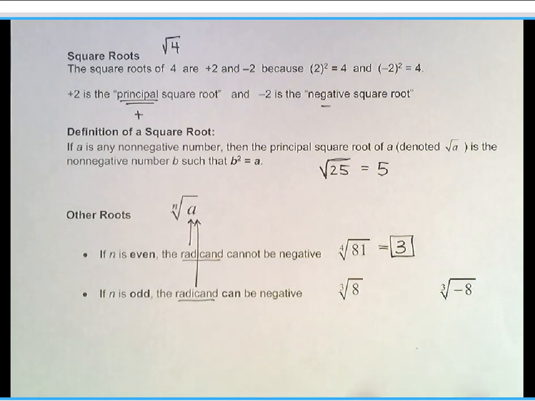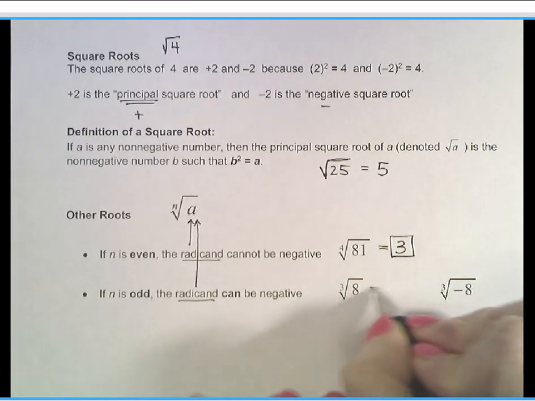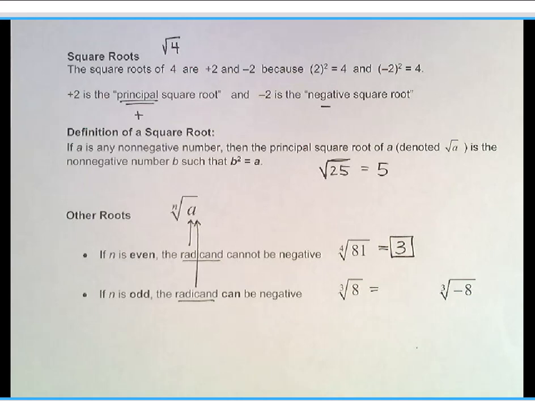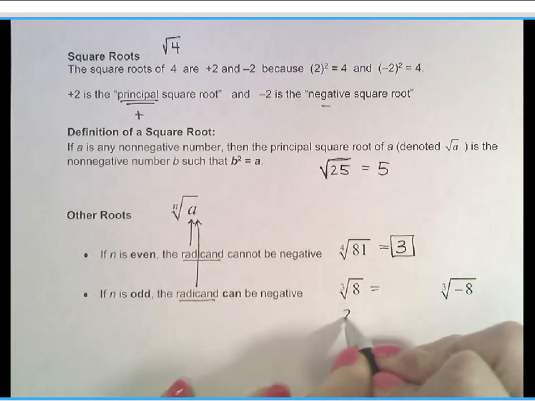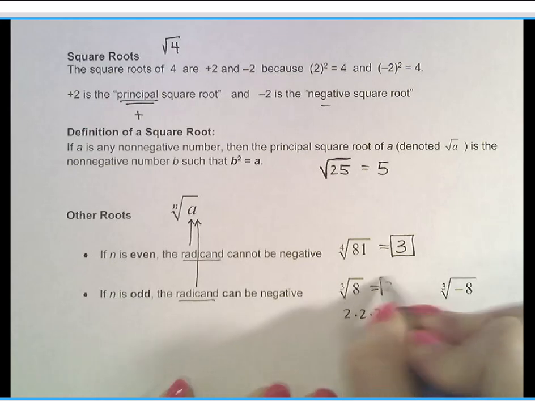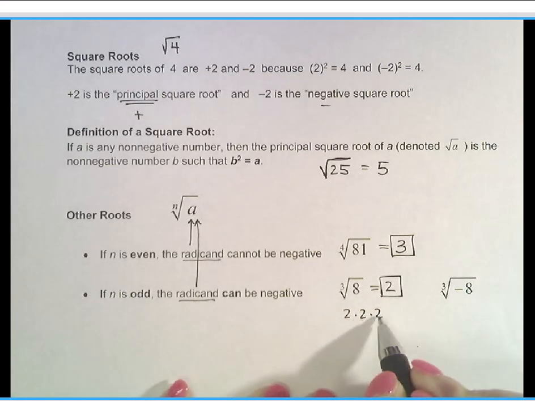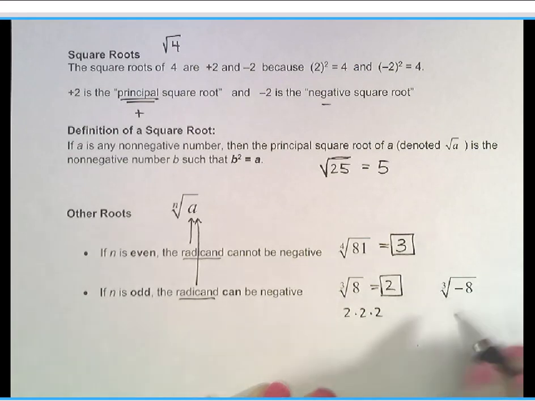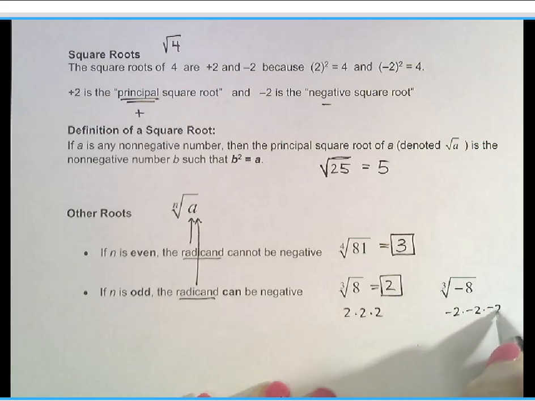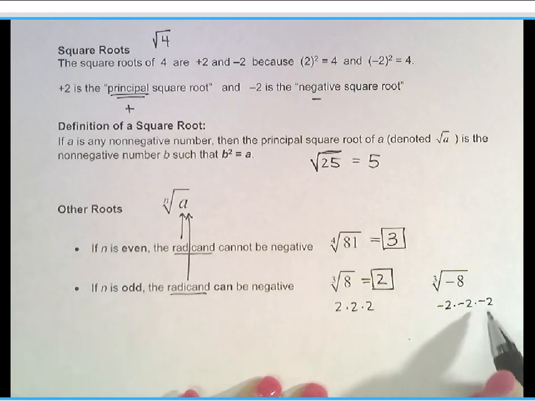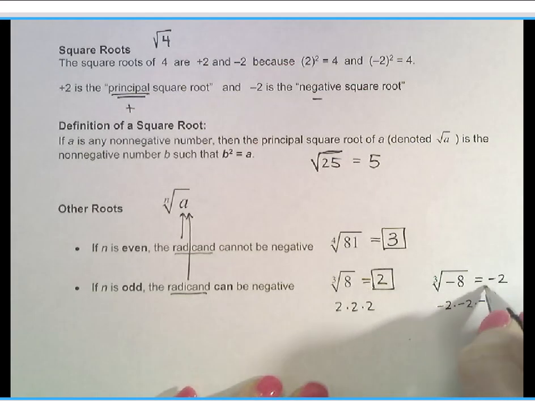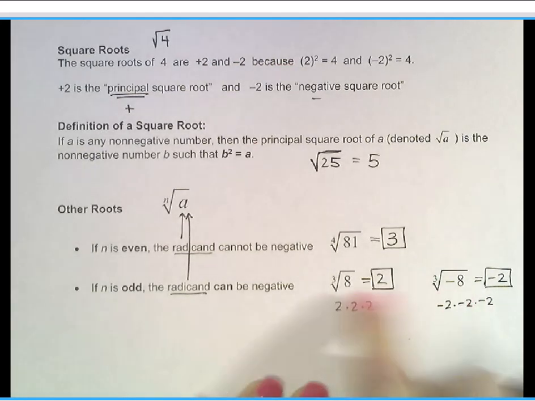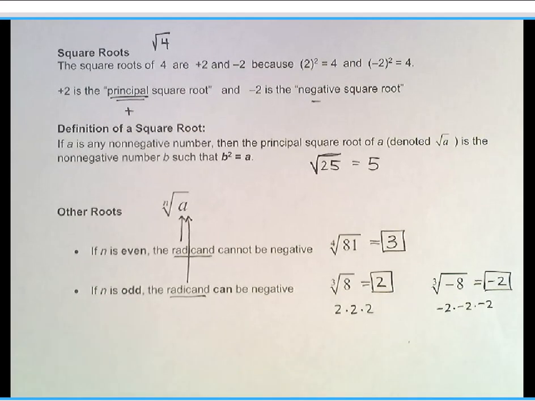For odd roots, you can have a positive or a negative. So for example, the cube root of 8, what number multiplied by itself 3 times gives you 8? Well, it would be 2 times 2 times 2. Positive, positive, positive makes positive 8. But you could multiply a number times itself 3 times and get a negative 8 if you made the number negative. Negative 2 times negative 2 times negative 2 is negative 8. So you're allowed to have a negative as your radicand if it's an odd root, like a third root or a fifth root or a seventh root. It just has to be positive if you have an even root.